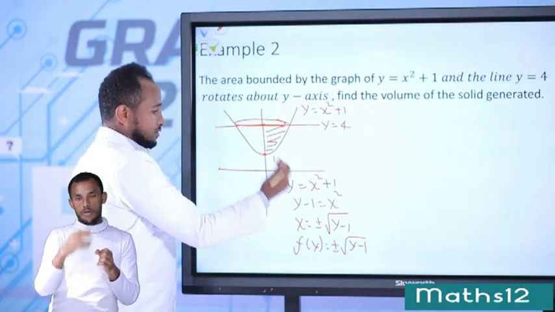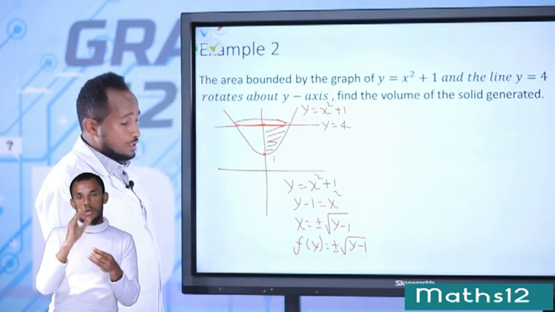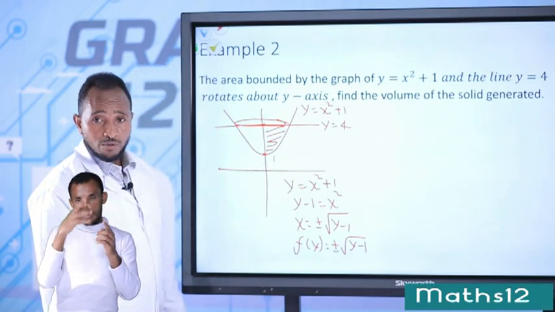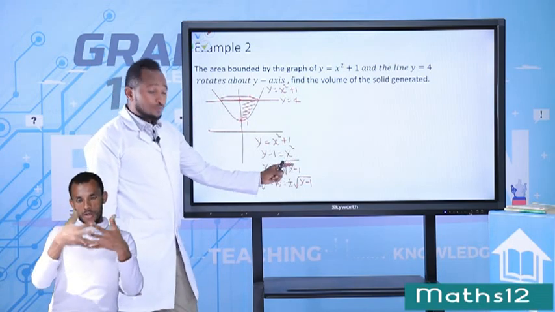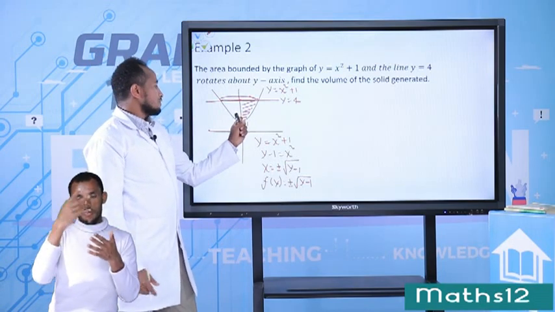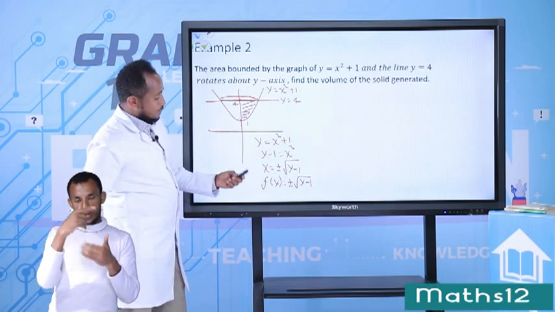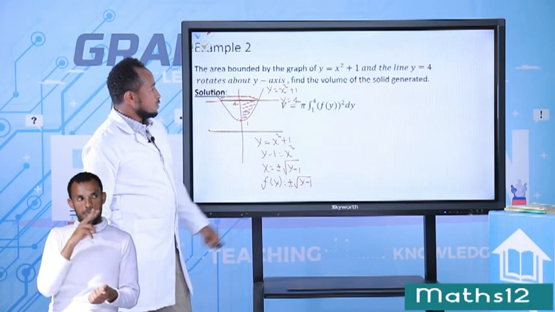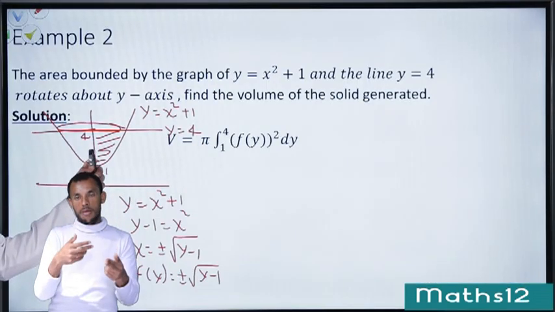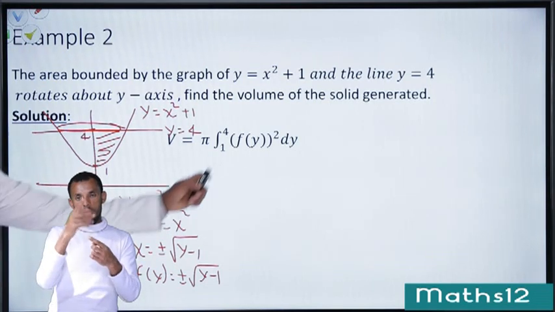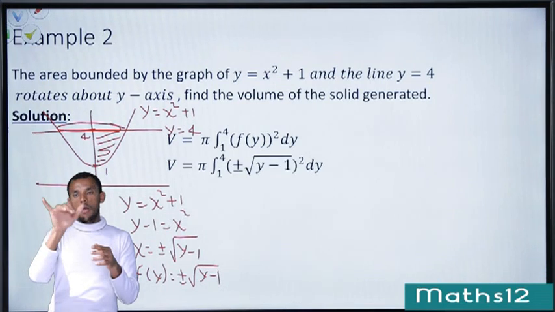So the rotated function is f of y equal to plus or minus the square root of y minus 1. To find this volume, you integrate the square of this function on the interval 1 up to 4. This point is 4. Therefore, the volume is equal to pi times the integral from 1 up to 4 of f of y squared dy.